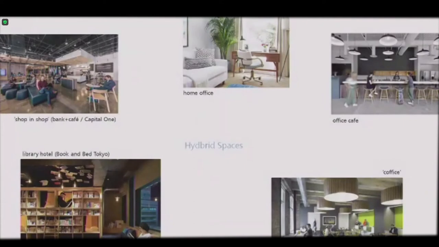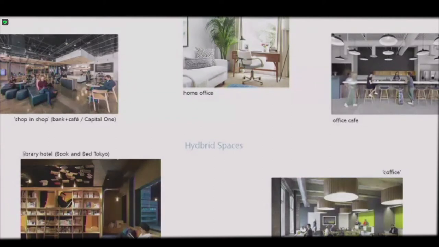We're living in a very interesting time in history because we are witnessing many social changes that are very closely related to the changes and development in contemporary technology, such as this. These are a few examples of what I call hybrid spaces. Picture on the top left, it's a small cafe in a bank building, in a building called Capital One. I think it's somewhere in the United States. We call this type a shop-in-shop typology. So it's a shop within a bigger shop. So a cafe in a bank, which is very commonplace these days.